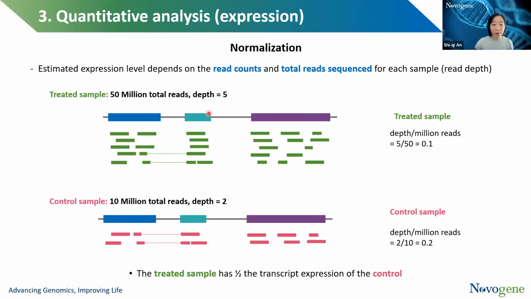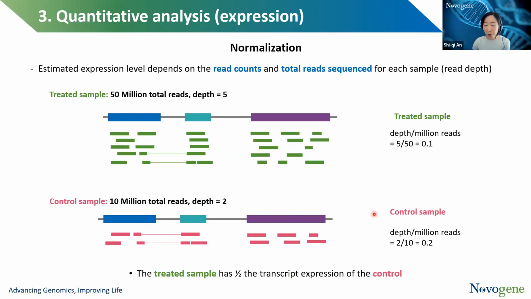If you take the depth into consideration, depth normalized to 2 million reads, this one only equals 0.1. However, for the other sample, if you normalize to the total sequence you obtained, this equals 0.2, which actually means the treated sample only has half of the transcript expression of the control. So that's why we can't just use the raw counts for estimation of expression.